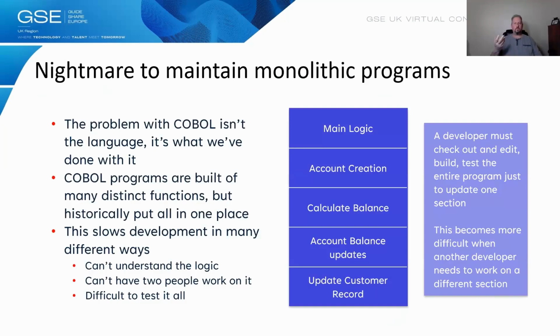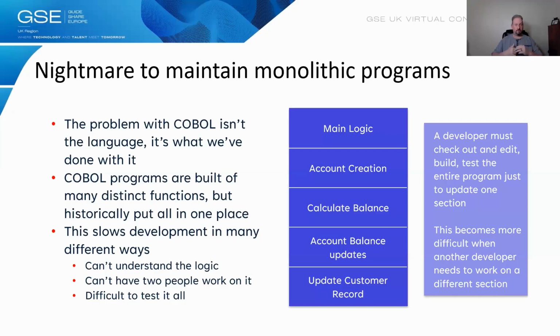So why are these monoliths such a problem? Why are these monoliths an issue? Again, going back to what I said before, the problem isn't COBOL. The problem isn't the language. COBOL is just another language, like Java, like Go, like Node, like any other programming language. It's not the language itself, it's what we've done with it, right? COBOL programs are built with a lot of distinct functions, but what they've done is now they've piled all those functions into a single monolithic program.